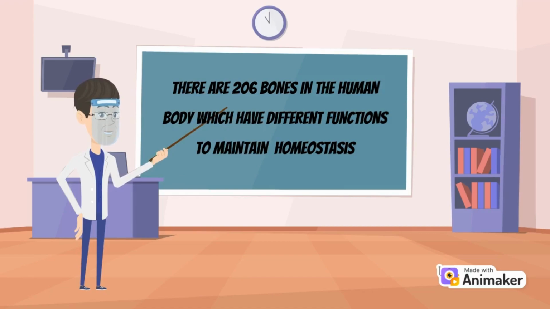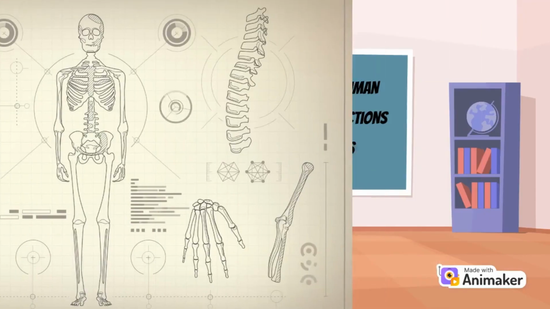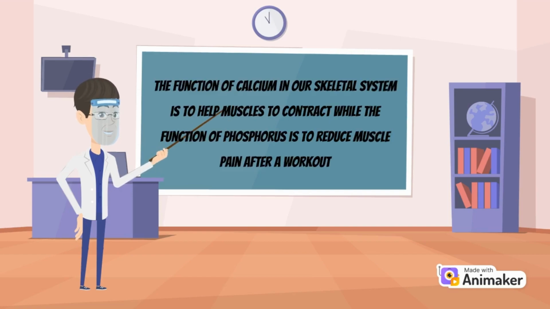Next, I am going to present about the normal homeostasis mechanism involved in the skeletal system. There are 206 bones in the human body which have different functions to maintain homeostasis. Firstly, the mineral and fat storage is controlled by the skeletal system.